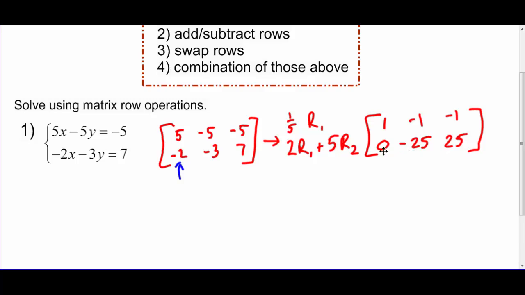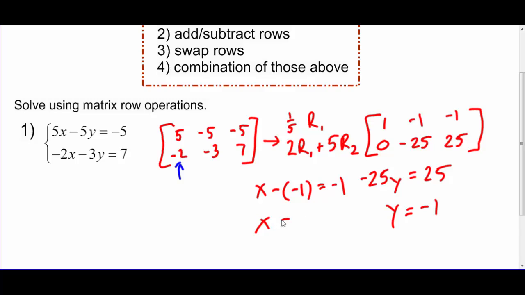What I'm going to do is this. I have a 0 here. That means I have a variable isolated. It's negative 25y is equal to 25. Quick division then tells me that y would be negative 1. Then I'm going to go back to this first equation, x minus y equals negative 1, and I'm going to plug in that value I found for y. That's x plus 1, so we subtract 1 from each side and we get x is negative 2. And we have our solution. It's negative 2, negative 1.